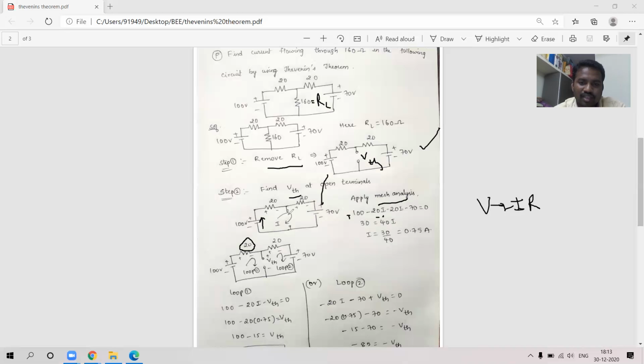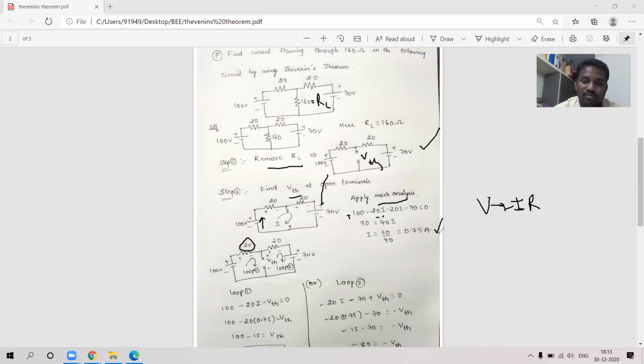Then see the direction of current here: this is plus to minus, so entering from plus means it is minus 70, equal to 0. So I will get 100 minus 70 as 30, minus 20 is minus 40 I. If I shift it to the right side, it is plus 40 I. From this I will get the value of current I, that is 0.75 amperes.